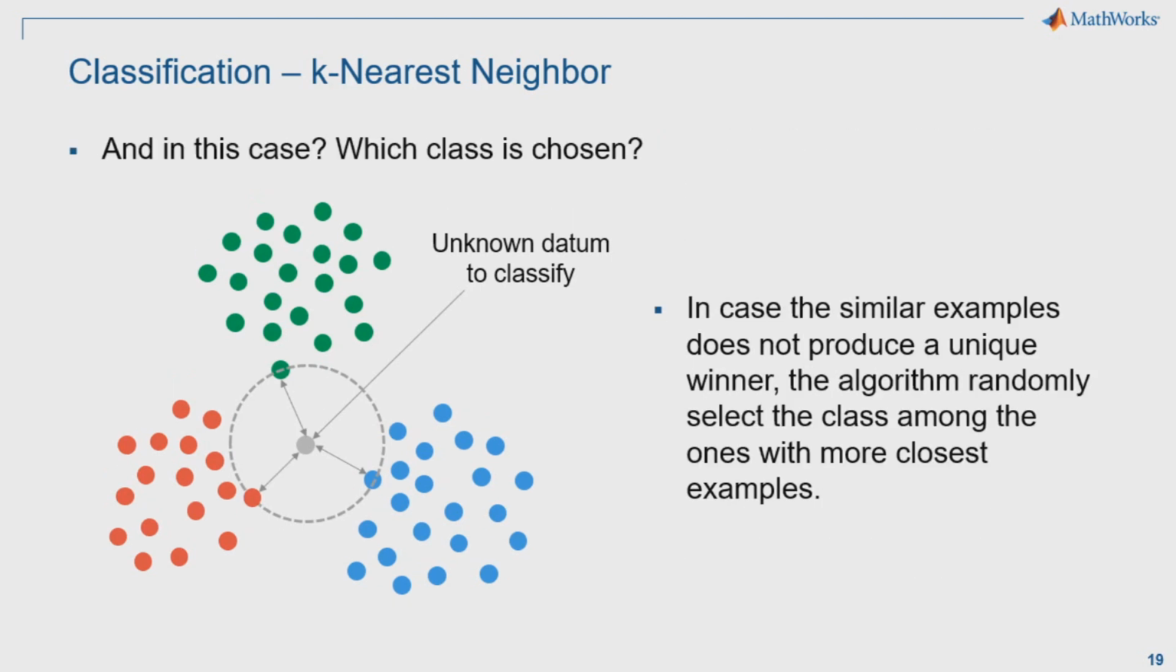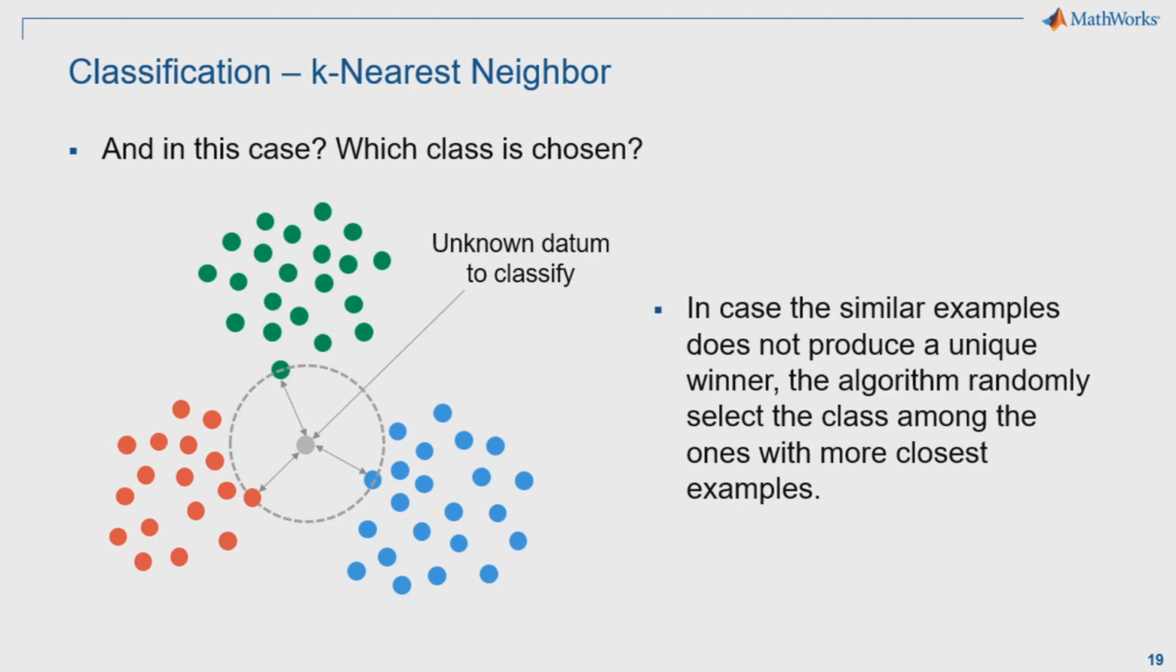So what about the case in which you have an unknown datum whose distance is equal for three different points belonging to three different classes? In that case, typically what happens is that the algorithm just randomly selects the class among the ones with more closest examples.